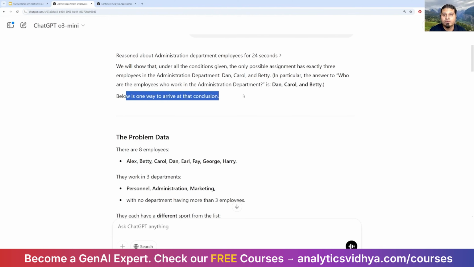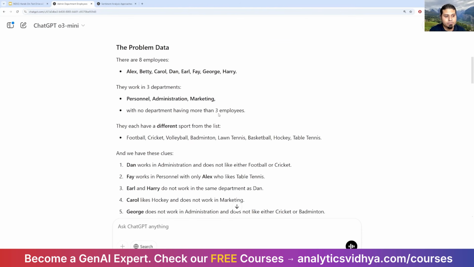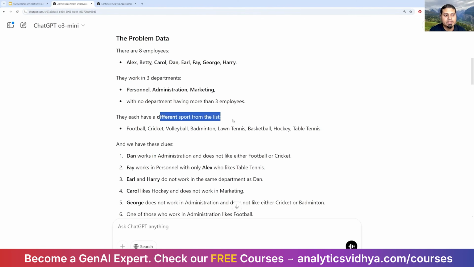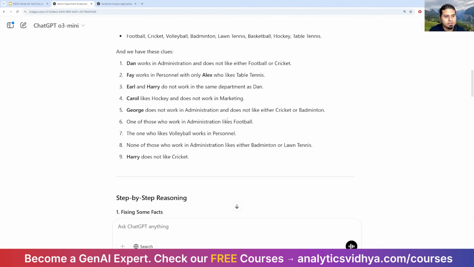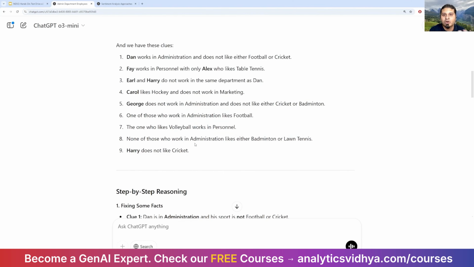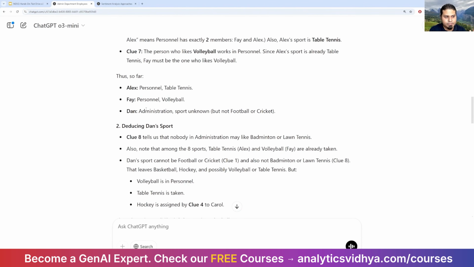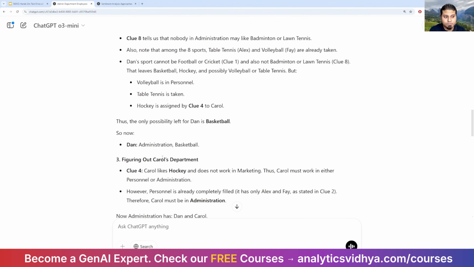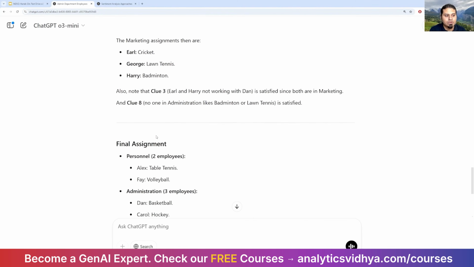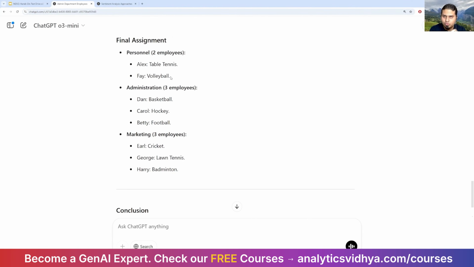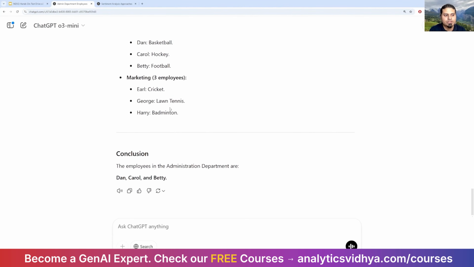It also gives us the full-fledged reasoning in terms of why it came to this conclusion. There are 8 employees. They work in 3 departments, each with a different sport preference. And then these are the clues which we gave it in the prompt. And then it starts doing the reasoning in terms of who is in which department, what are their sports, and then leveraging those clues step by step, one after the other for each person, to get to that final conclusion of what is the sport which every person likes and what is the department for each person.